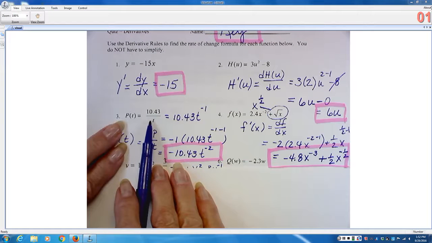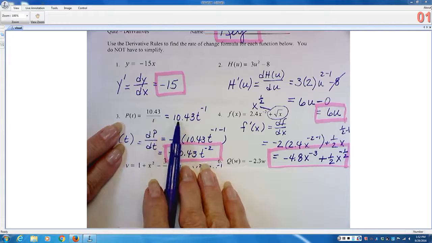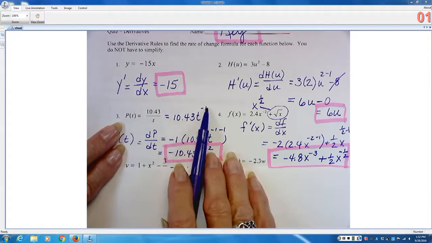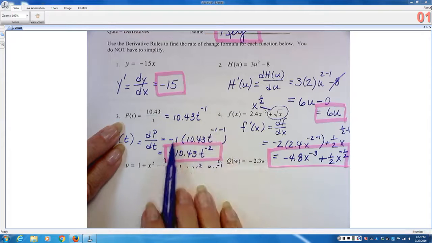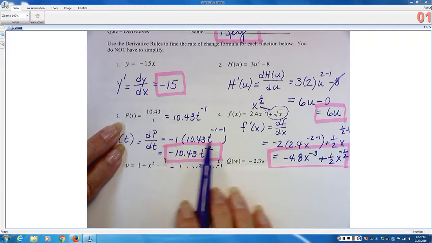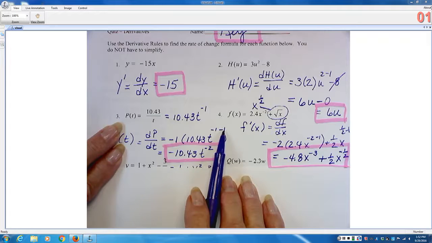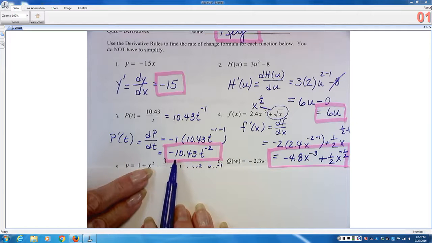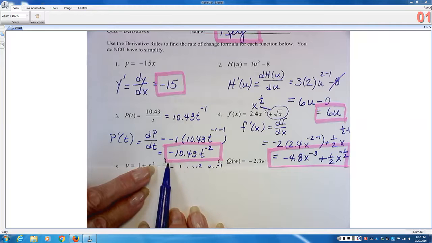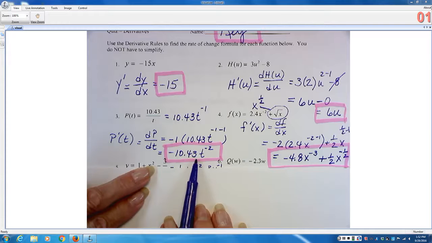You have to rewrite p of t to be 10.43 t to the negative 1 power. Then bring your negative 1 power down in front, times what you had to start with, but reduce the power by 1. So p prime is dp over dt, or negative 10.43 times t to the negative 2.